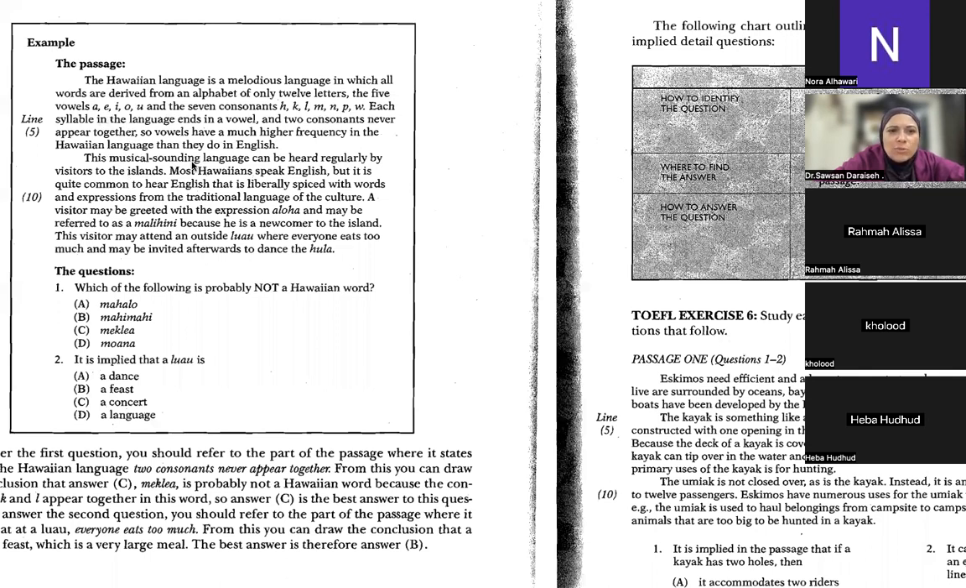This musical sounding language is a language that relies on music. This is what it is. All right. It can be heard regularly by visitors to the islands. Where can you hear this language? Of course, if you visit Hawaii.